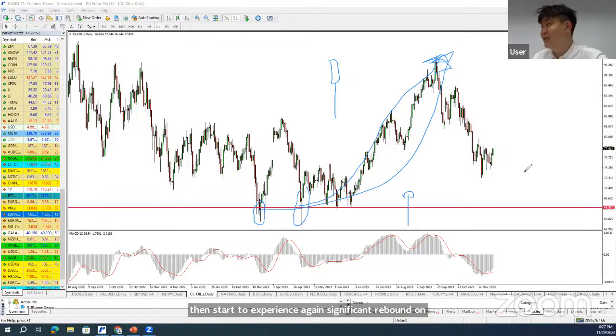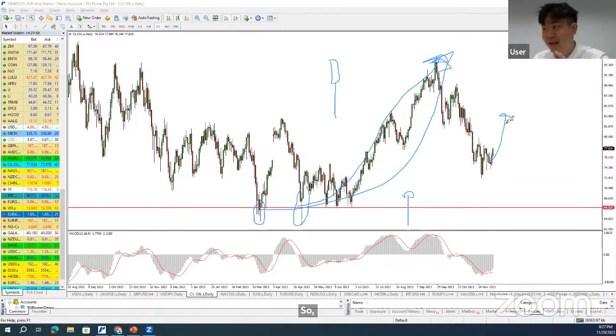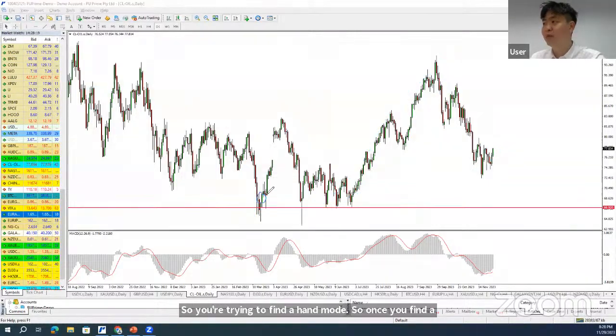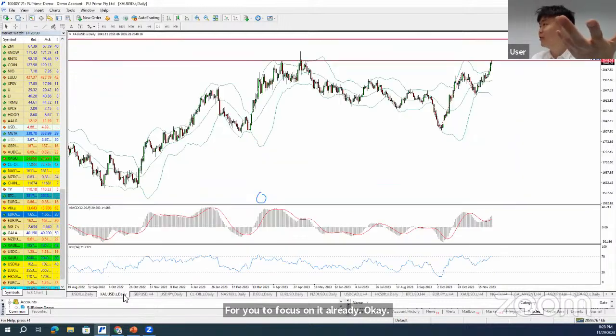So with a hammer, it's not that when you look at the charts and see a hammer, you go long. You cannot do it like that. It's better for you to combine the support and the resistance level. You can see here is a very solid support level already. Then you need to find a trend reversal candlestick pattern on it, so you're trying to find the hammer. Once you find the hammer, you wait for the third candlestick to open. If it still remains bullish, then it's a very good opportunity for you to focus on. Okay, so the hammer in oil is a very good example.